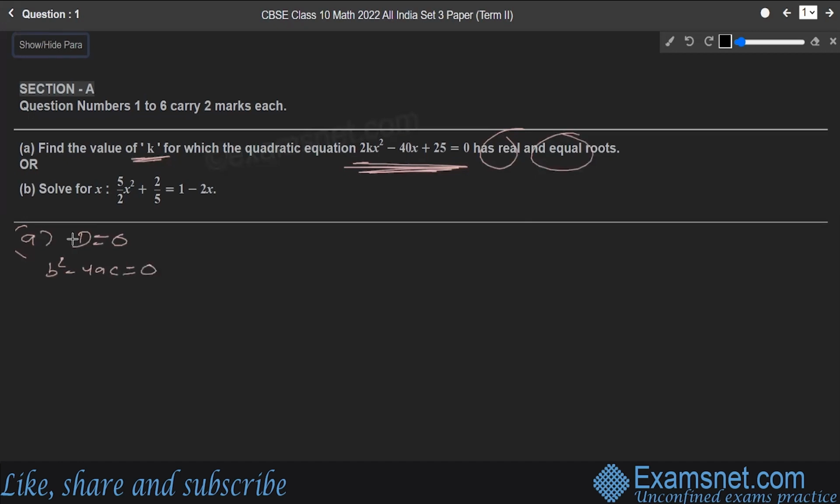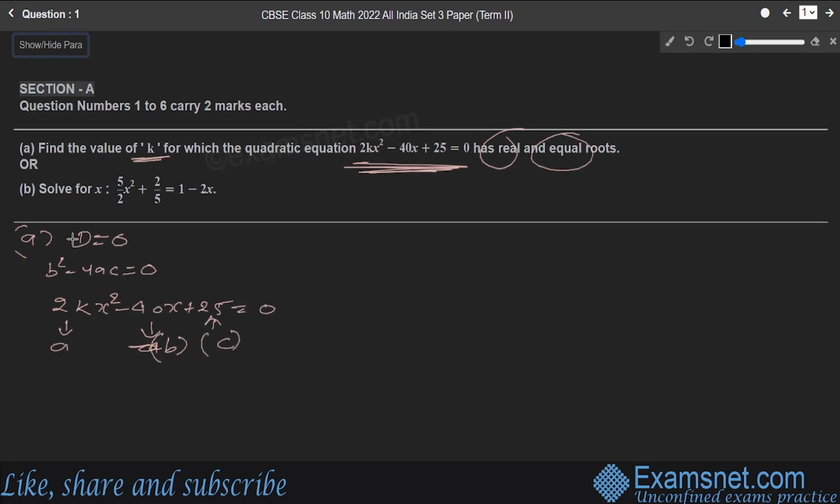Now, what is this b square minus 4ac? For that, we need to refer to the equation. The equation is 2kx square minus 40x plus 25 equal to 0. So what are a, b, c here? The a value is obviously 2k, that is the coefficient of x square. The b value is minus 40, that is the coefficient of x. And the c value is the constant, which is 25 in this case.